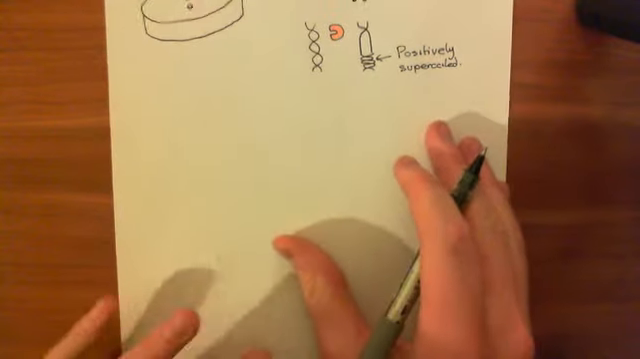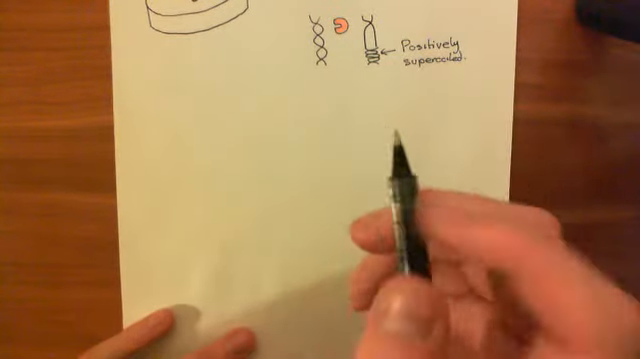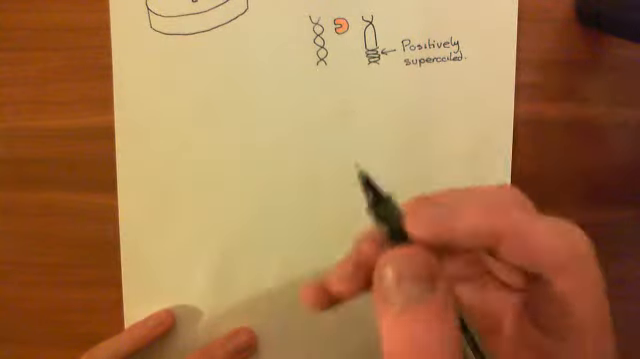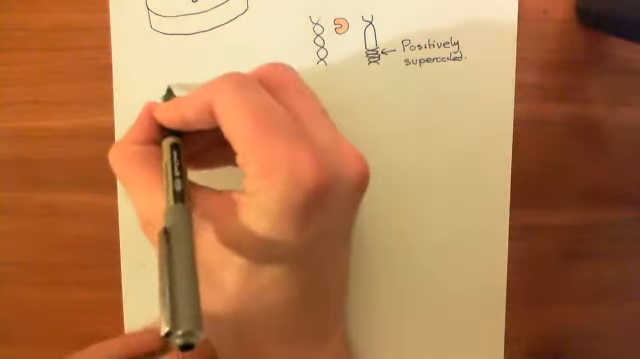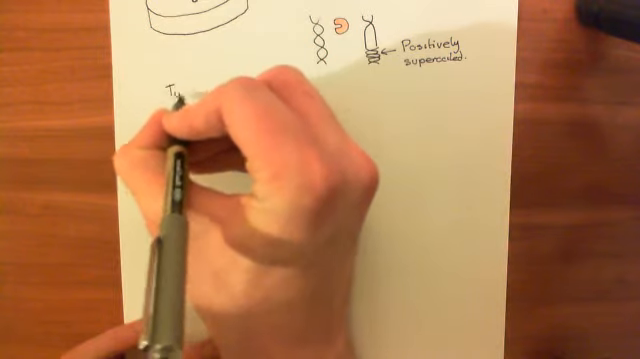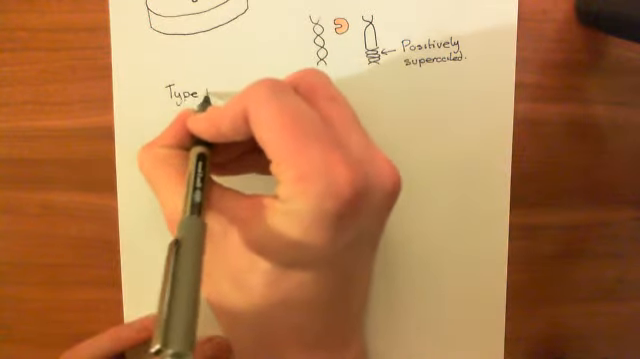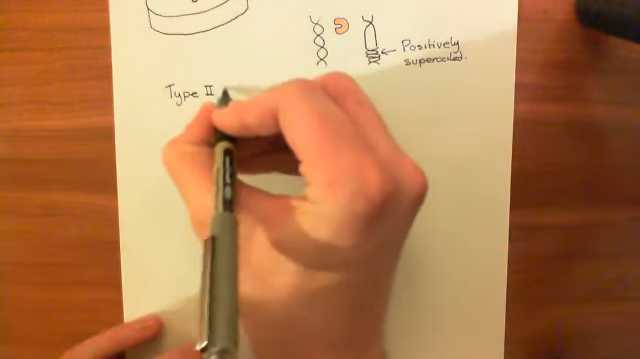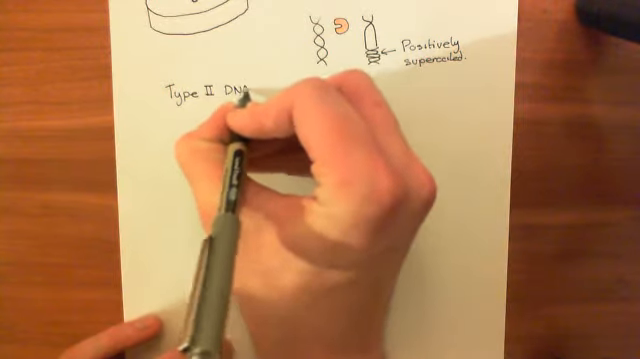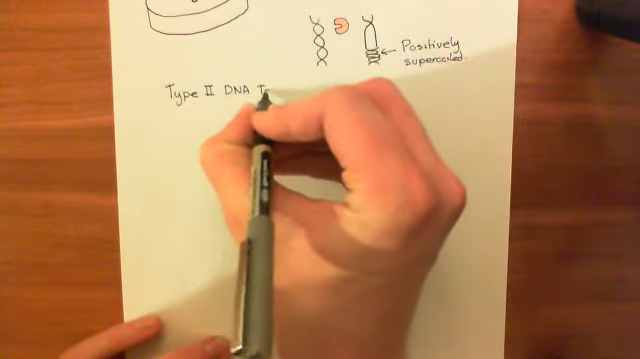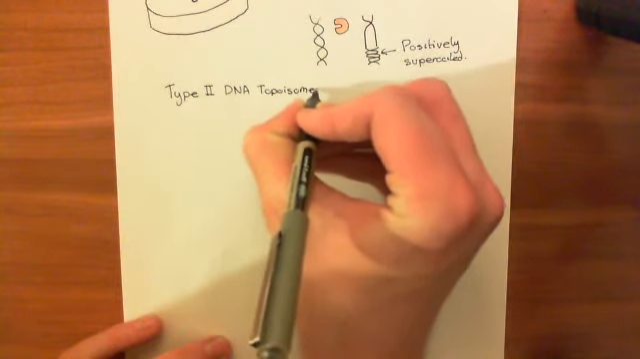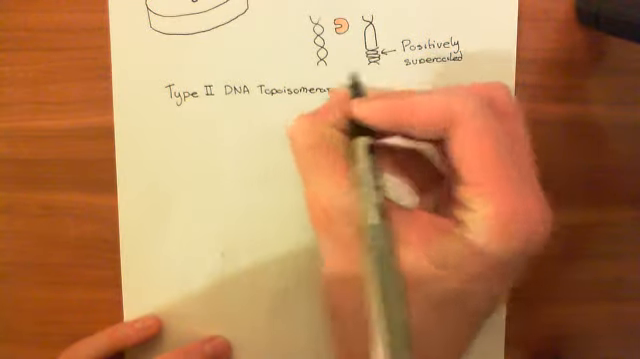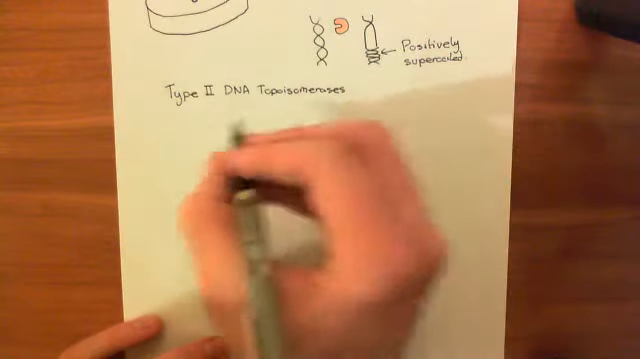Now, the way in which we deal with this crisis is that we have enzymes known as DNA Topoisomerases. And in this video I'm just going to talk about type 2 DNA Topoisomerases, because those are the ones which Norfloxacin acts on. So we're going to talk about type 2 DNA Topoisomerases. Okay, so basically type 2 DNA Topoisomerases, they are designed to remove this supercoiling.